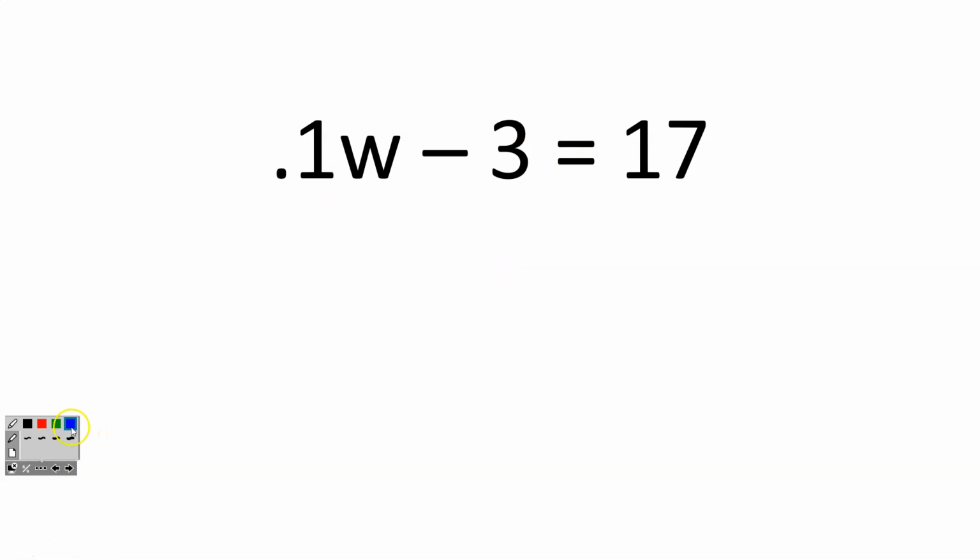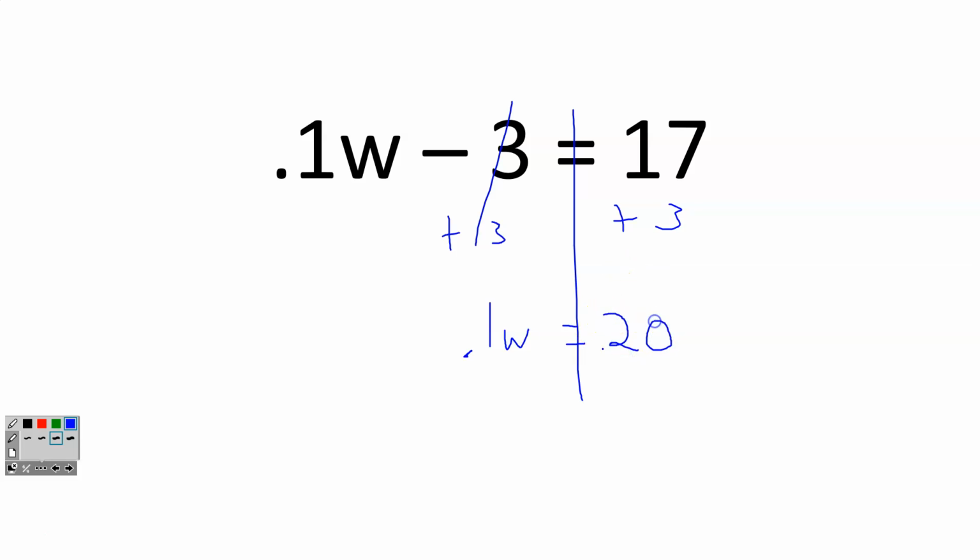Over here, I'm going to draw my fence. We need to get rid of the term that does not have the variable. So the opposite of subtracting 3 would be to add 3. That gives me a 0.1w on this side. 17 plus 3 gives me 20 on this side.